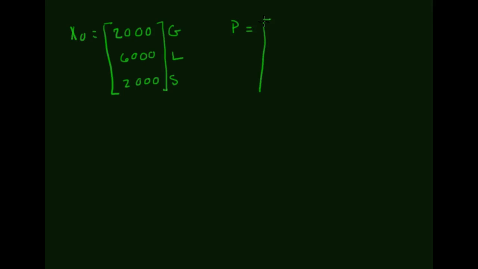So my transition matrix, we're going from gas, liquid, solid, to gas, liquid, solid, right? So my transition matrix tells me if I introduce a catalyst, 40% of the gas molecules become liquid. 30% of the liquid molecules become solid. And then 50% of the solid molecules become liquid, right?